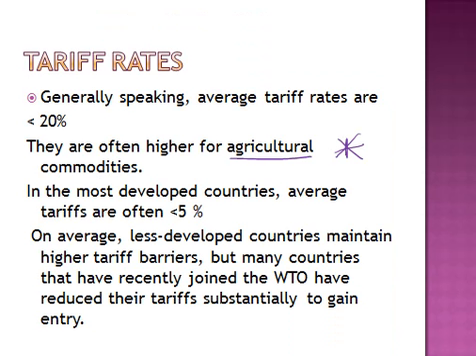Tariff rates, generally speaking, are less than 20%, but of interest to developing countries, they're often higher for agricultural commodities. In the most developed countries, average tariffs are often less than 5%. On average, less developed countries maintain higher tariff barriers, but many countries that have recently joined the WTO have reduced their tariff barriers substantially in order to gain entry into this organisation.